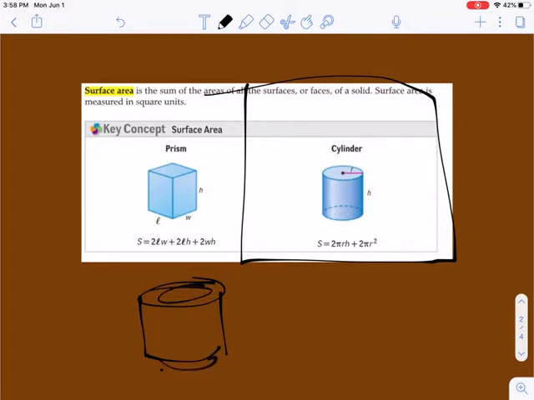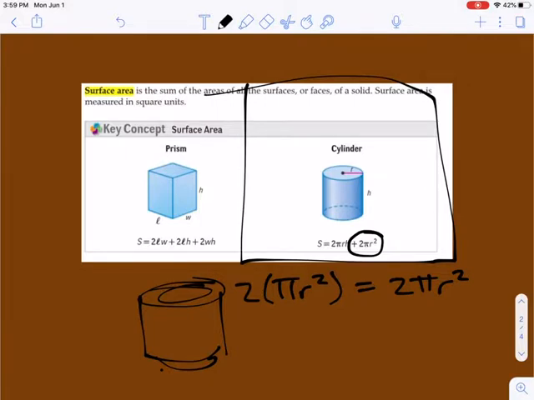And I know the area of one circle is pi r squared, but you have two of them. So you have 2 times pi r squared, which is just 2 pi r squared. So that's where this part of the formula comes from, right there. But let's figure out where this 2 pi r h comes from.